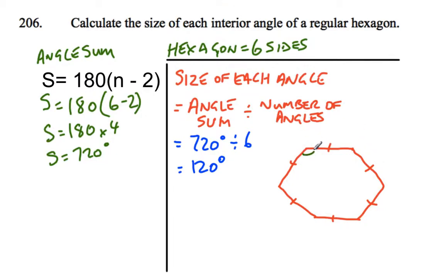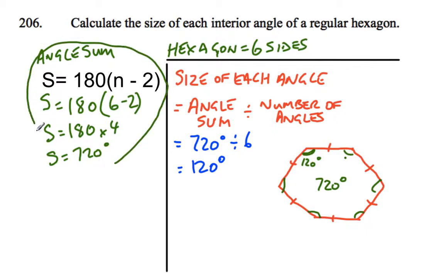We've found the size of each of those interior angles, 120 degrees there. And with a regular one, that's going to be the same size on each of those 6 angles. And that, as a double check, adds up to 720 degrees altogether. So we've found the angle sum using the formula over here. And then we've divided by how many angles we've got to find the size of each.